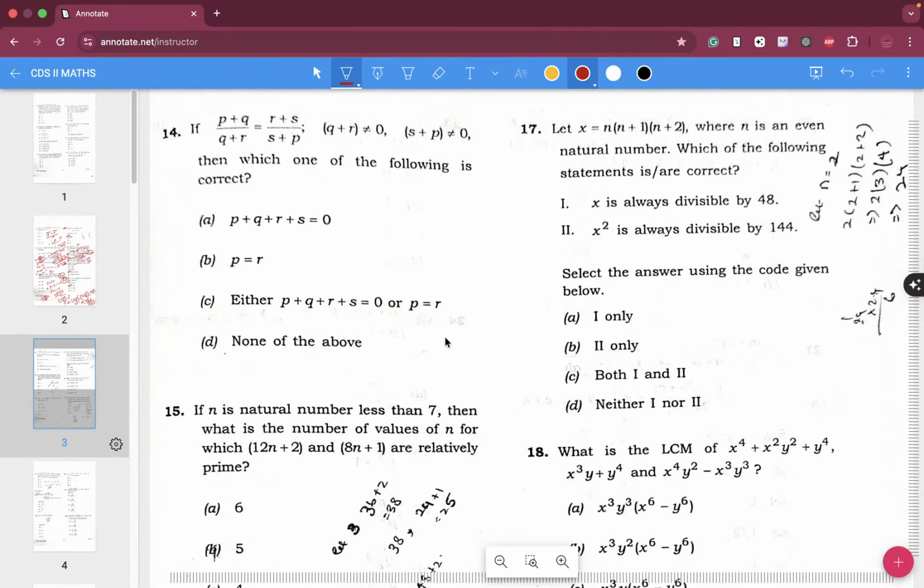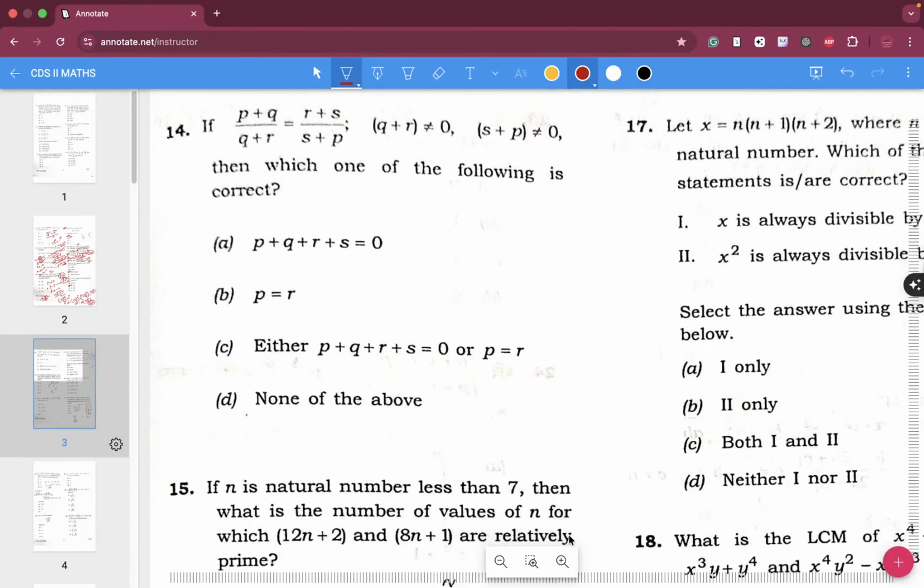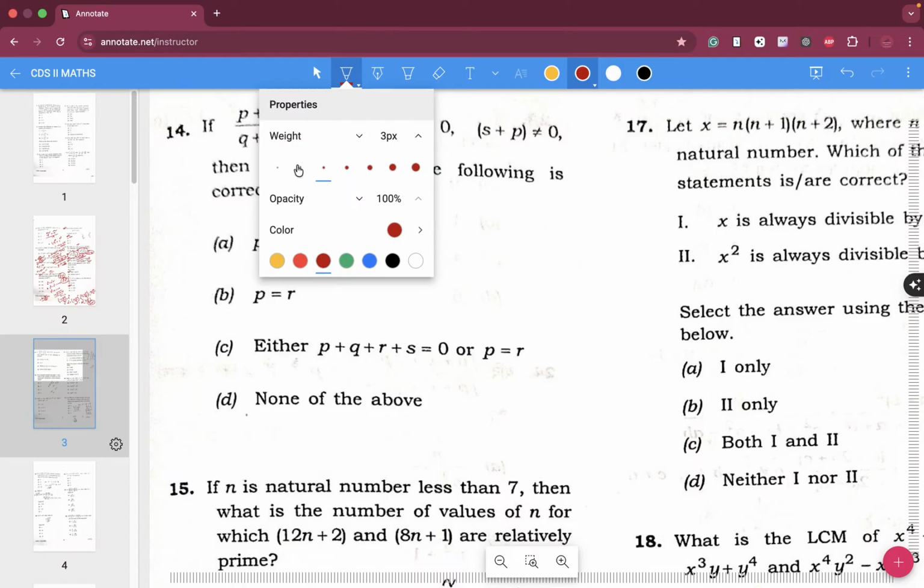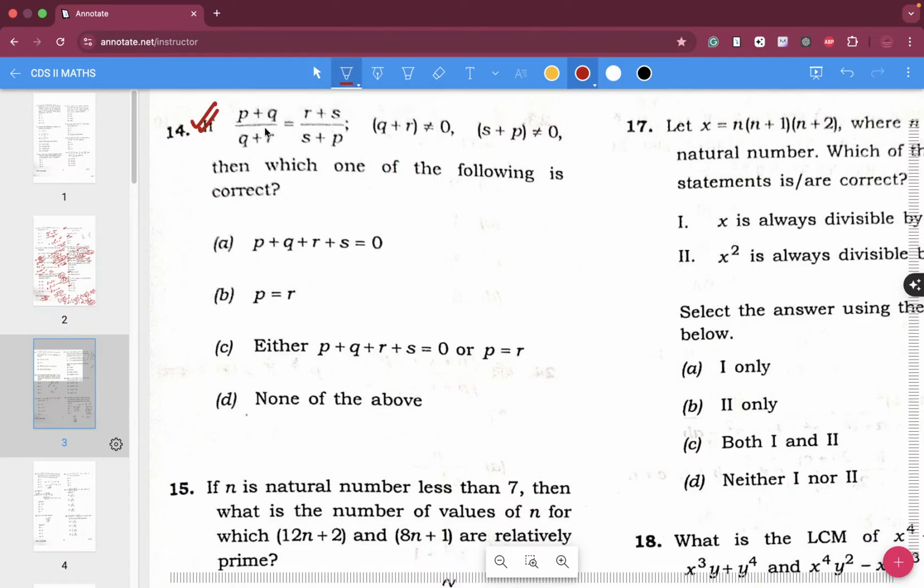Now let's look at this particular one, P plus Q divided by Q plus R. All of these conditions they have given. P plus Q is equal to Q plus R is equal to R plus S divided by S plus P. They have given Q plus R should not be equal to 0 and S plus P also should not be equal to 0. Now you have only two options. Either P plus Q plus R is equal to 0, or they have given P is equal to R. These two are the only conditions they have given.